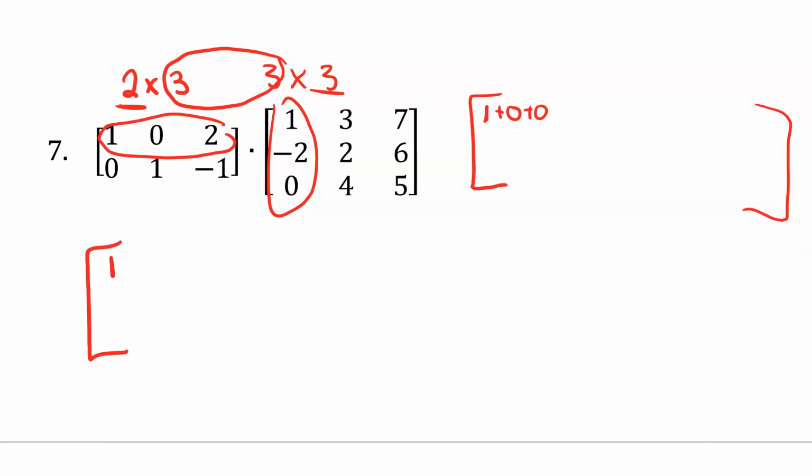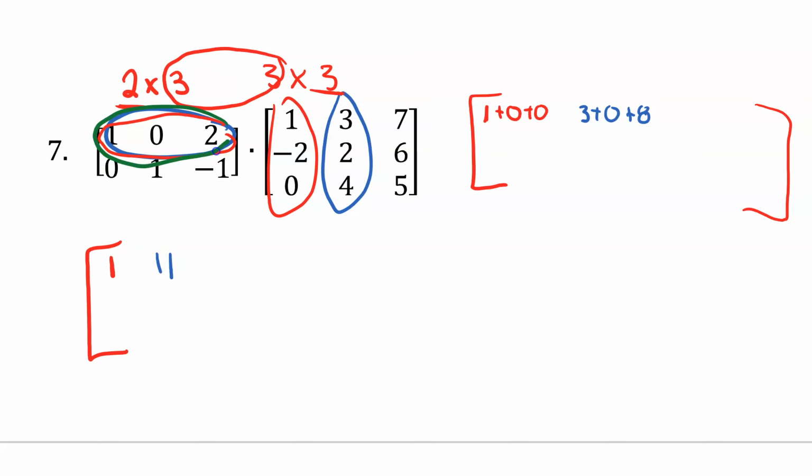Alright, then we'll switch up the color a little bit, and multiply this first row by the second column. 1 times 3 is 3. 0 times 2 is 0. And 2 times 4 is 8. 3 plus 8 is 11.